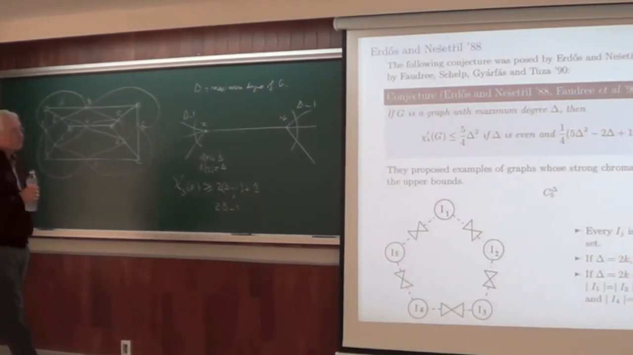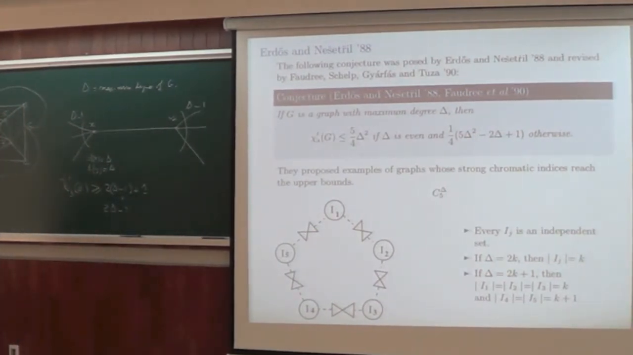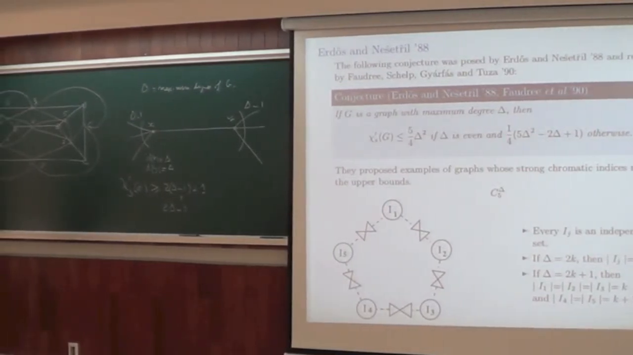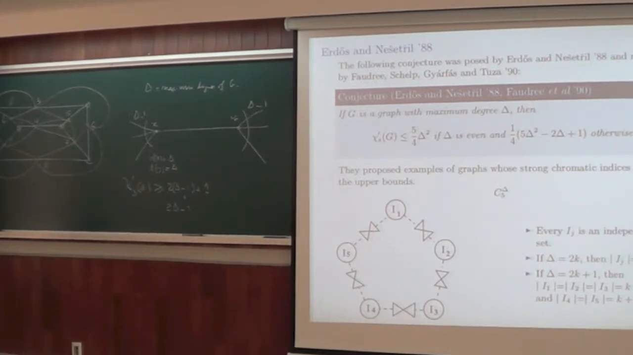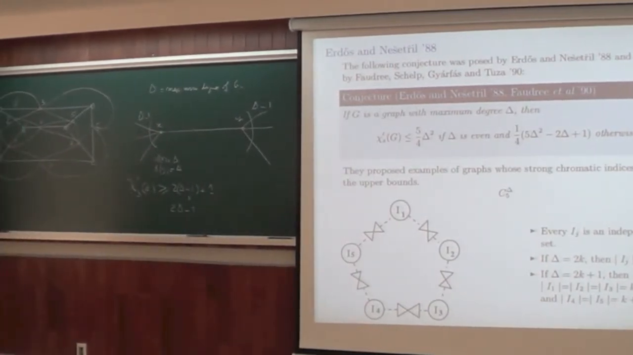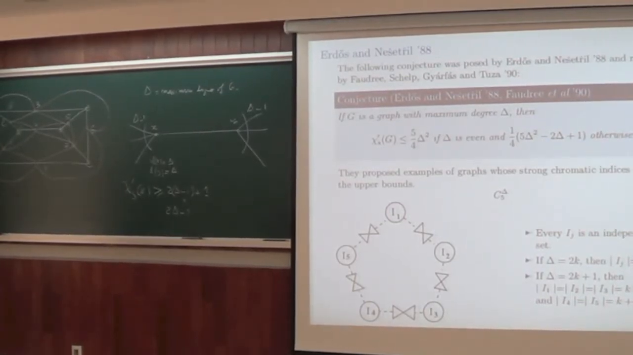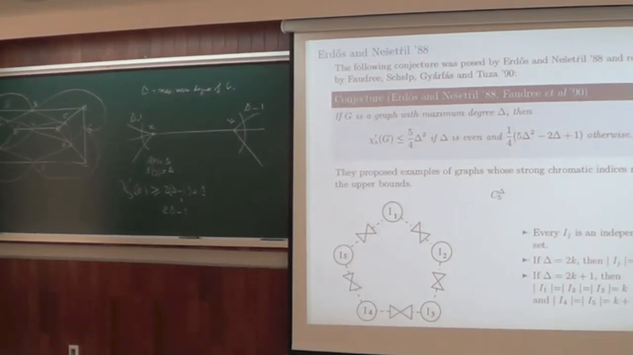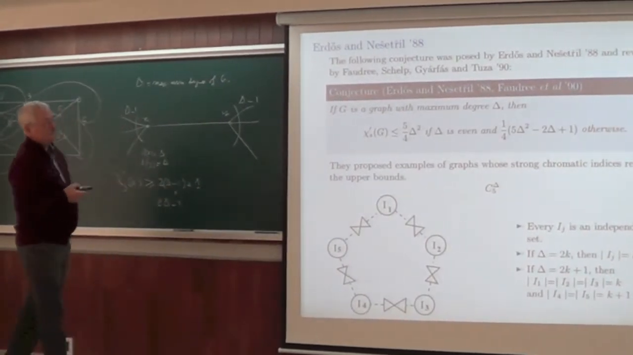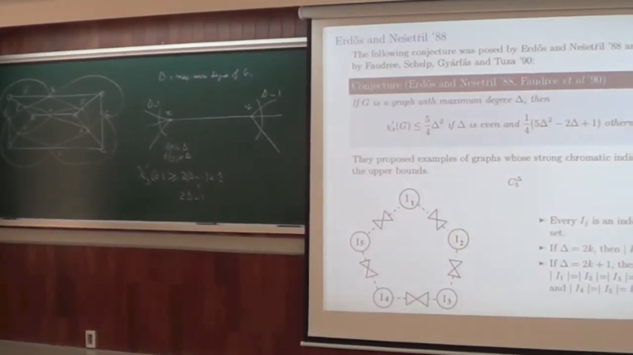So there is a nice conjecture posed by Erdős and Nešetřil in '88. It was revisited by Faudree and Gyárfás in 2019. And they proposed the following conjecture. If G is a graph with maximum degree delta, then the strong chromatic index is at most 5 over 4 delta squared if delta is even, and 1 over 4 times 5 delta squared minus 2 delta plus 1 otherwise. Okay, and they give examples where these bounds are reached.